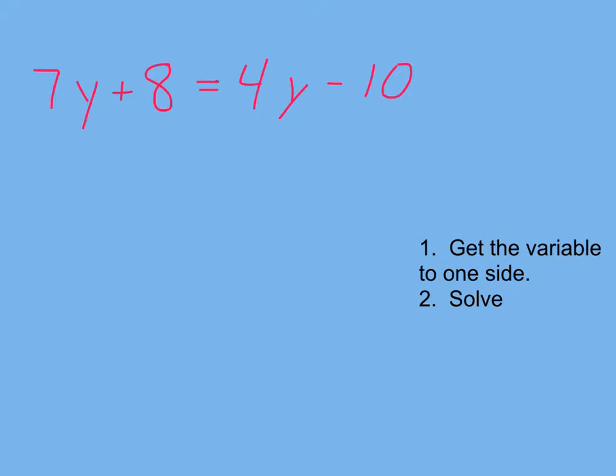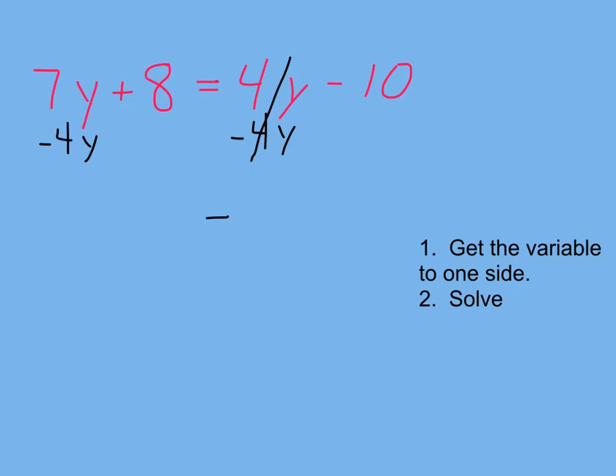So here's another example. All right, I know step 1 is to get the variable to one side or the other. So I could either take away 7y, or 7 groups of y, from both sides, or I could take away 4 groups of y from both sides. Either way will work. I'm going to take away 4 groups of y from both sides. So to do that, I'm going to subtract 4y, so I start off by writing my problem, and now I'm showing my steps here. I know that cancels out here.